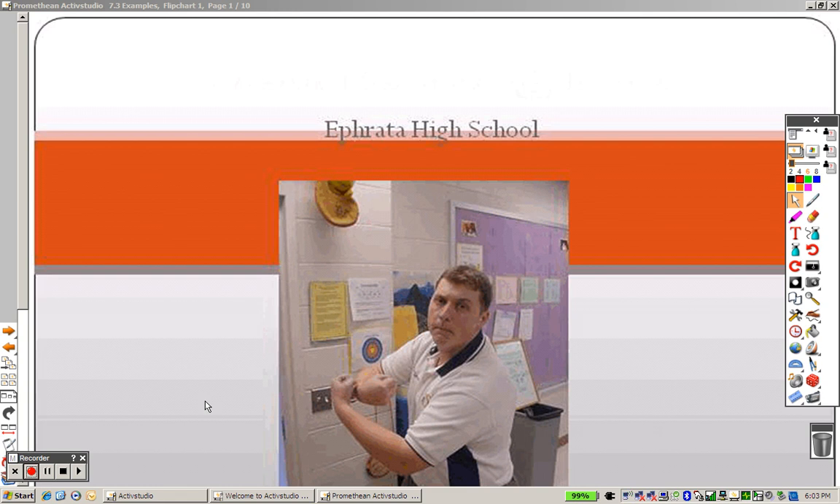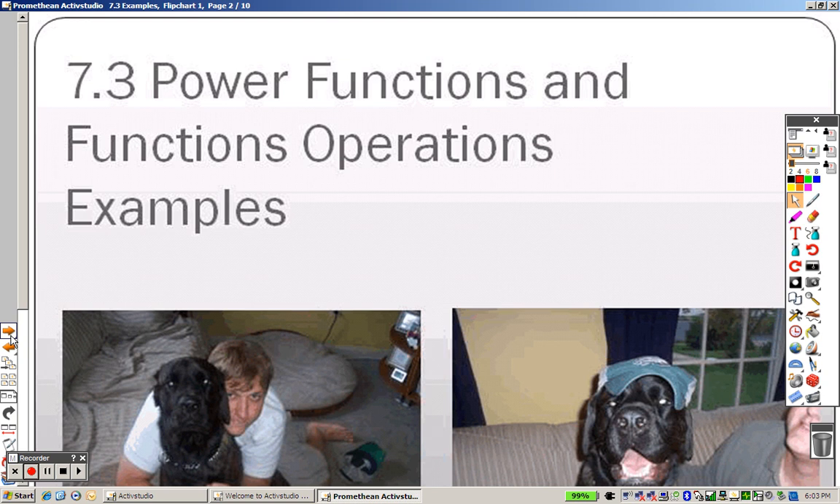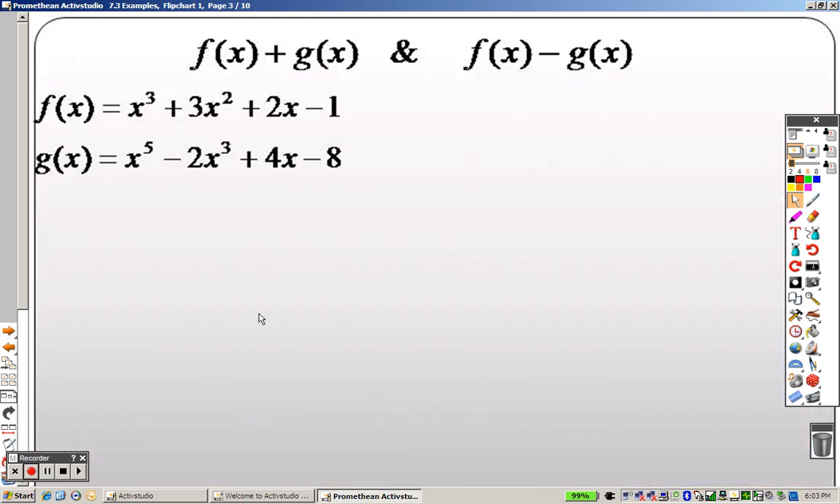Okay, we are on 7.3 now. 7.3, power functions and function operations. So let's take a look at some examples.